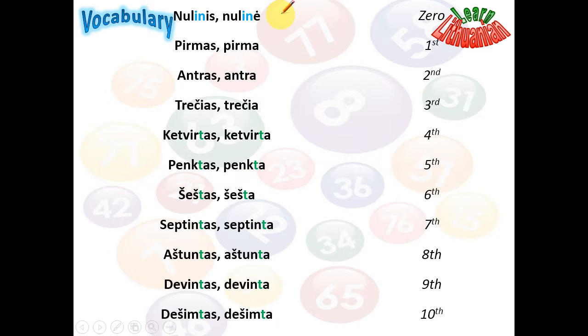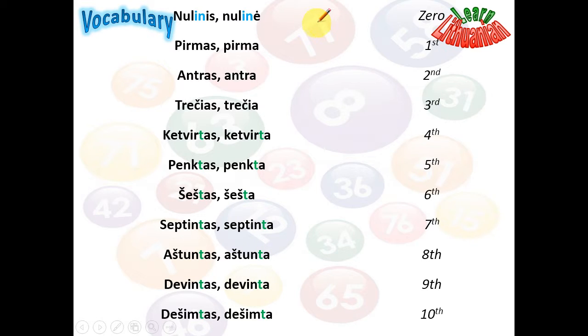Nulinis, nulinė. I remind you that this is the singular nominative masculine, the first word, and the second word is feminine. So I will read both, the masculine and the feminine. The plural masculine and plural feminine words are made just like normal adjectives, with the same rules. But I will read both the masculine and feminine version in order for you to hear the pronunciation.